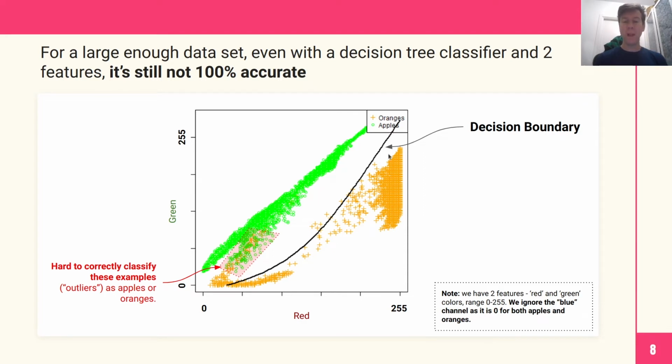In fact, all of the apples in this example would be classified correctly. So it would be good for identifying if something is an apple, but the problem is it might think it's an apple when it's an orange. And if it says it's an orange, then it probably is an orange, because there are no apples on this side of the decision boundary.